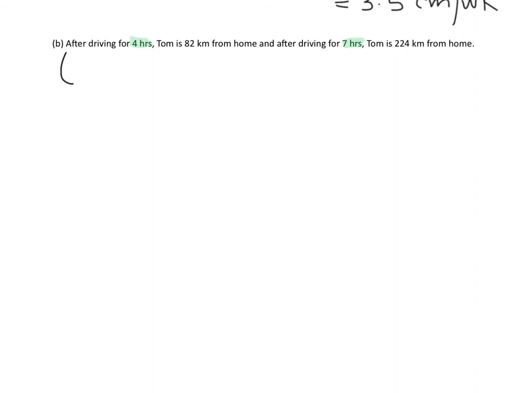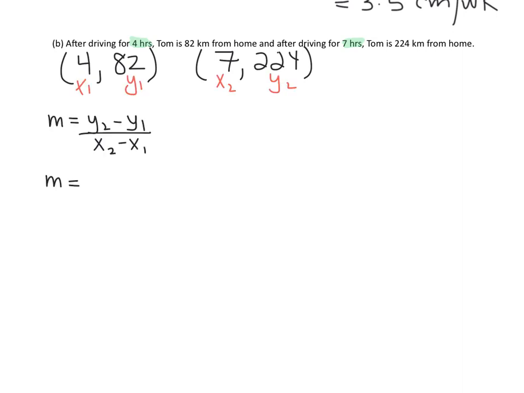So I know then that the 4 has to come first as an x value, and the corresponding value that goes with my 4-hour time mark is 82 kilometers. So my first data point is going to be 4 and 82. And then my next data point would be at 7 hours and 224 kilometers. So I've labeled out my data points, and I'm ready to substitute my values into my slope formula.